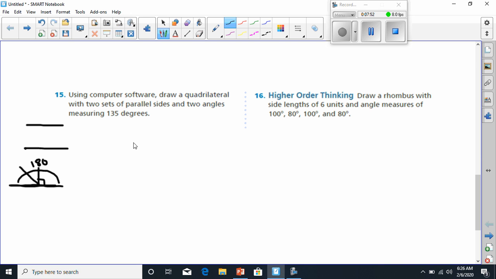Okay, so what we're talking about is 2 parallel lines, right? And then you're going to need 2 very wide angles, which means one angle is going to come out like that, and that means another angle is going to come out like that. Okay? These angles will both be 135.